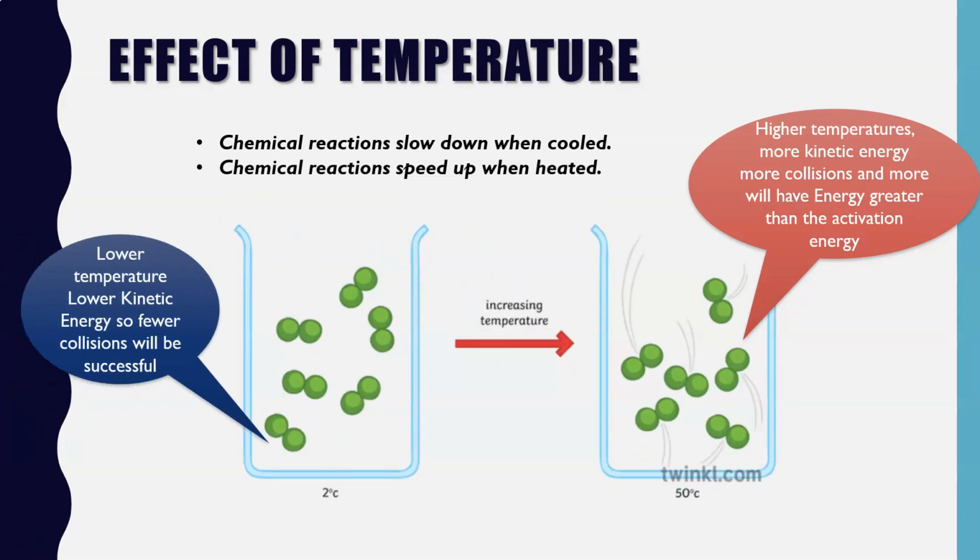Okay, so we've got our particles here, and we've got one beaker at 2 degrees, so lower energy, lower kinetic energy in there, lower temperature, so fewer collisions will be successful. If we increase the temperature, those particles start moving around more and quicker. So higher temperatures, more kinetic energy, more collisions, okay, and we've got more activation energy there to start those reactions.